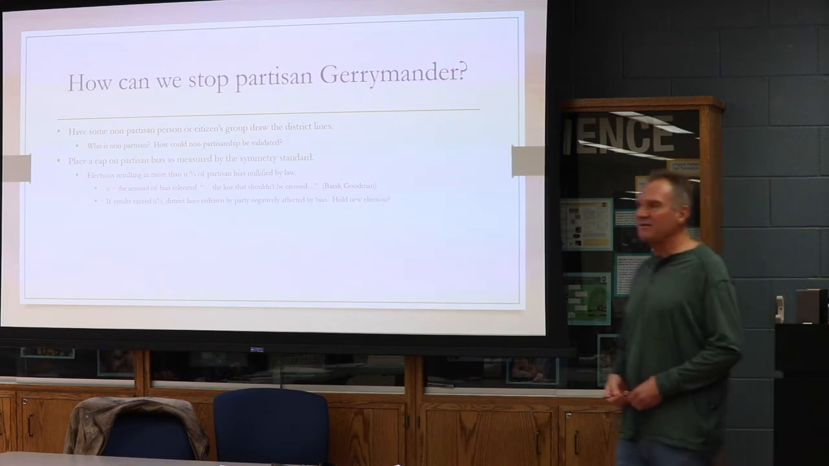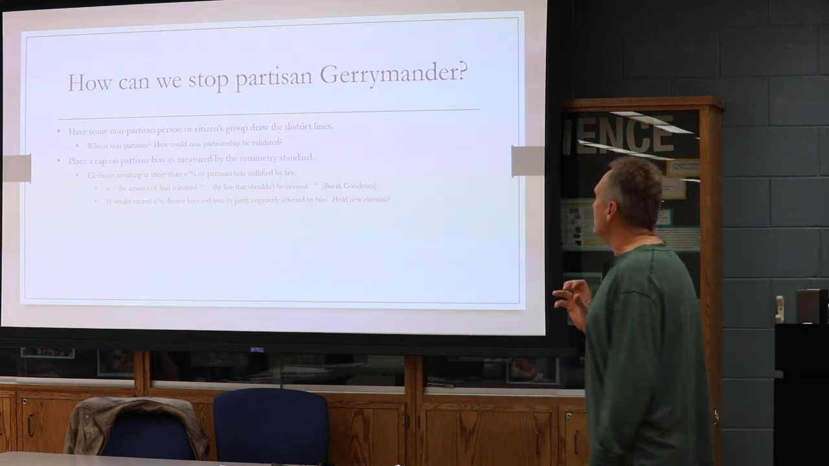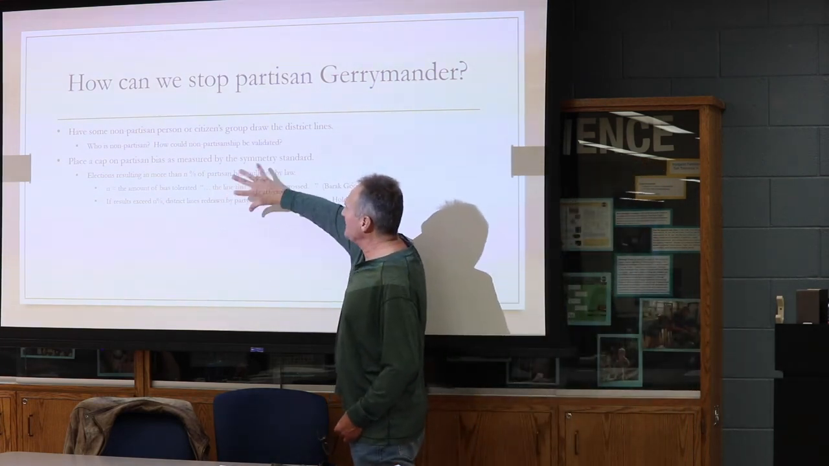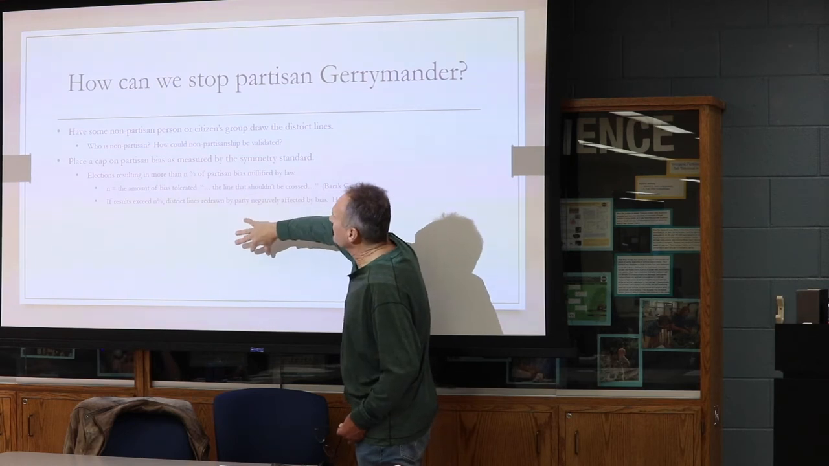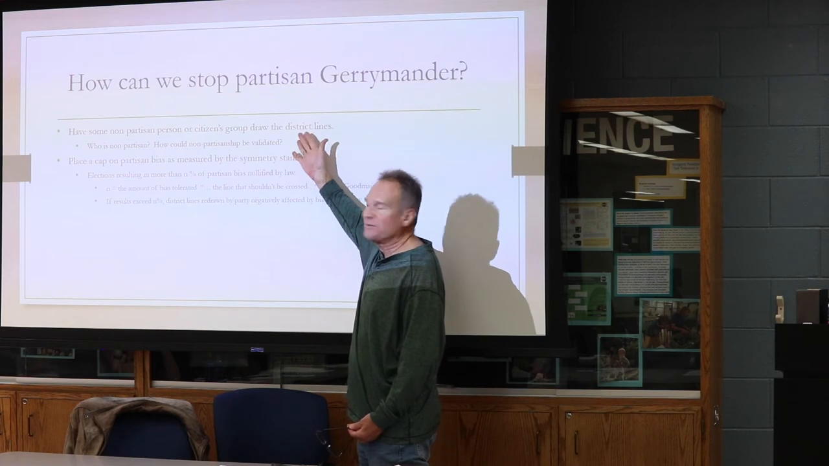I think this concept of where we measure partisan bias is the key to coming up with a system that's equal. My suggestion, I think this is one of the best, of course, there's another one I think that's good too, is to place a cap on partisan bias as measured by the symmetry standard.